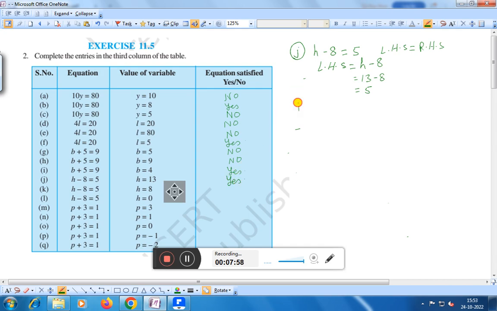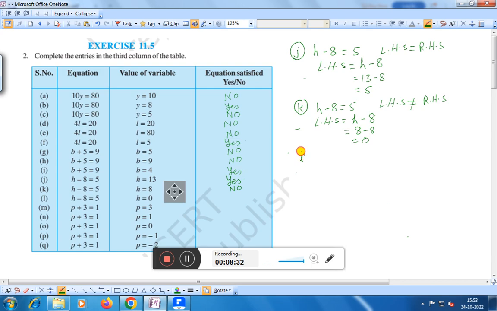Then K. What is K? K is h minus 8 is equal to 5. Left hand side is equal to h minus 8. What is the value of h? The value of h is 8. 8 minus 8 is equal to 0. Therefore, left hand side is not equal to right hand side. Therefore, it doesn't satisfy. It is no.